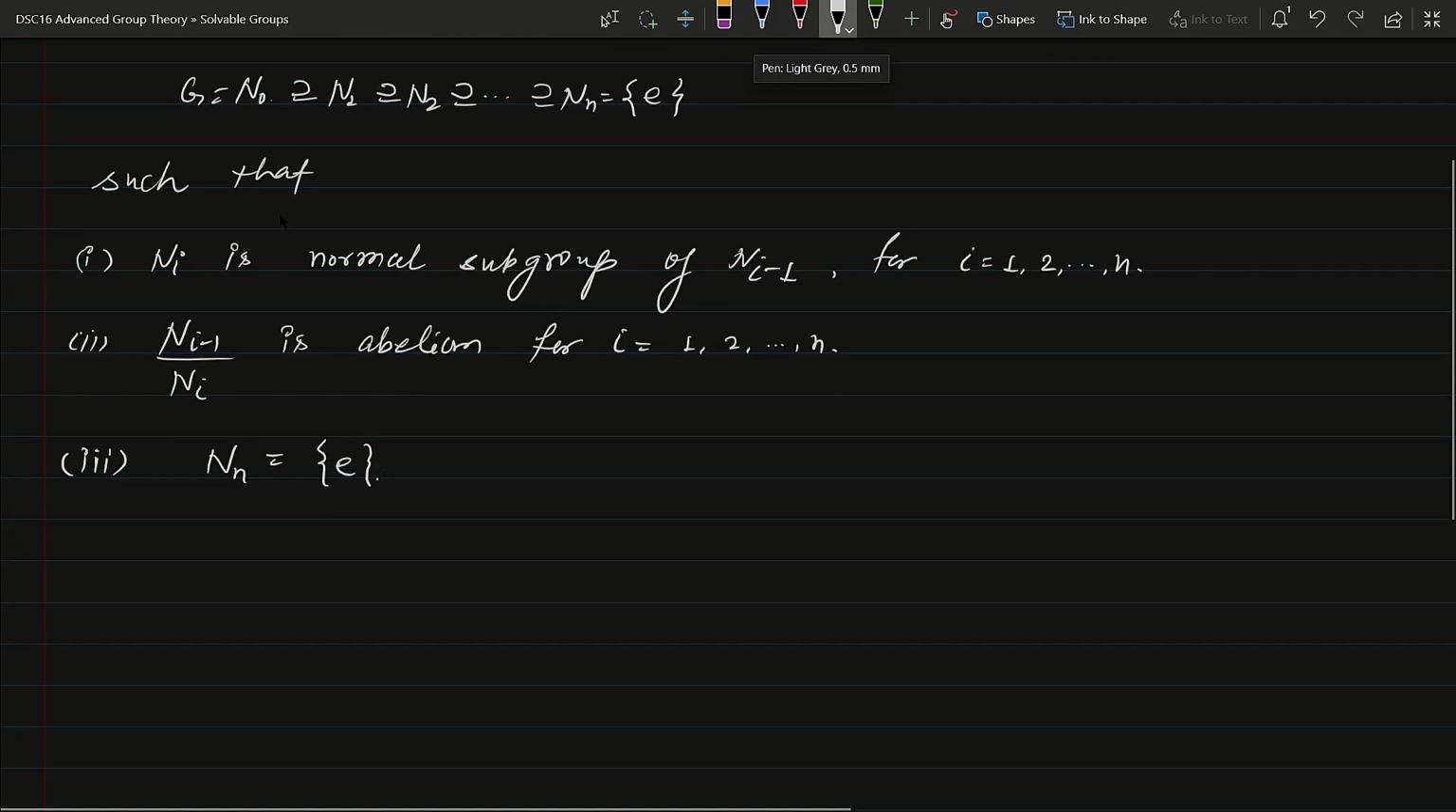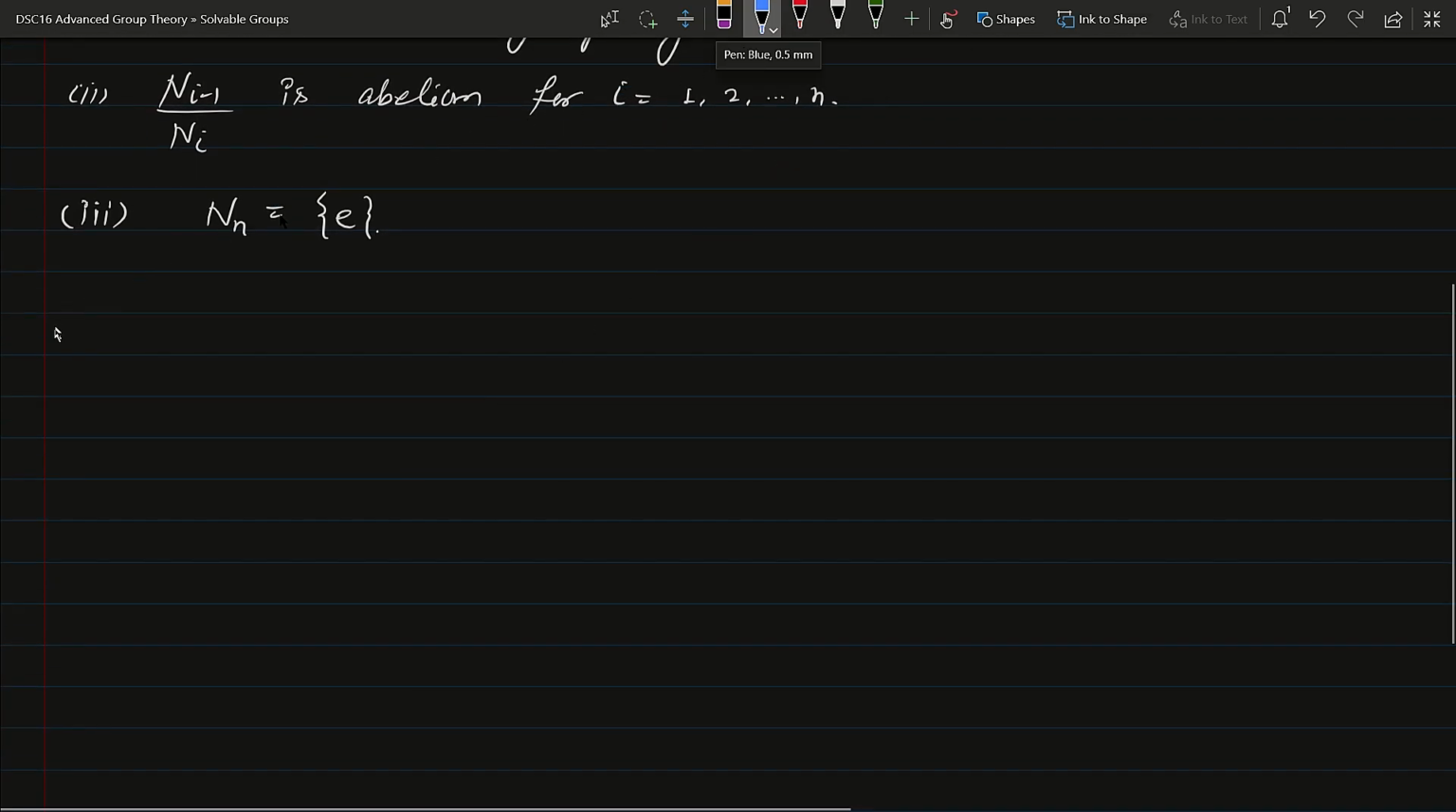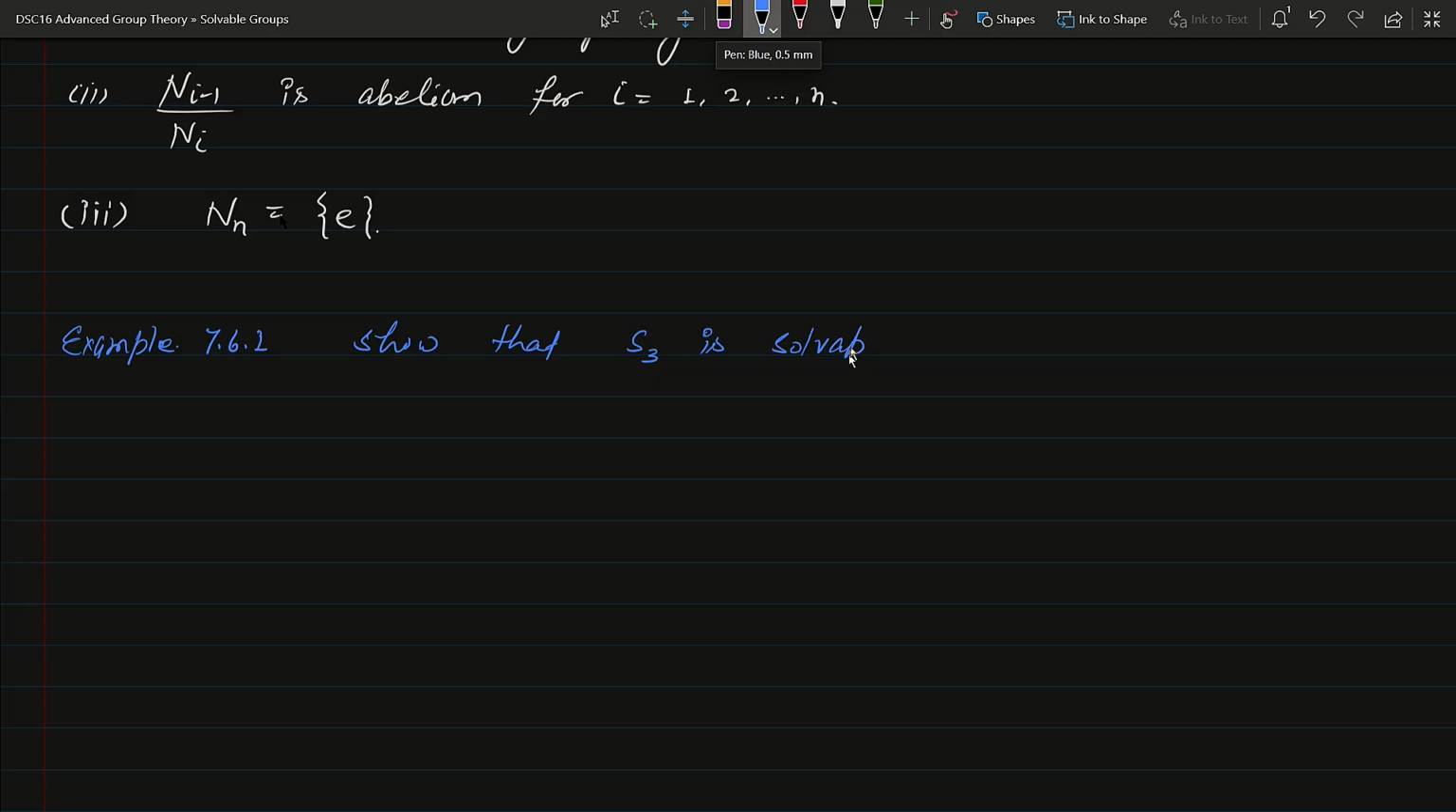Let us discuss some examples that make this definition more clear. This is example 7.6.1 as per your book: show that S3 is solvable. Solution. Whenever we want to show that a group is solvable, we need to identify the existence of a chain that follows these three conditions. So whatever group is given, take it as N0. So let S3 be equal to N0.